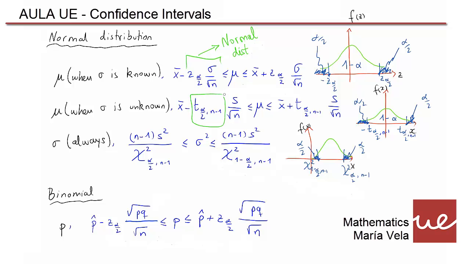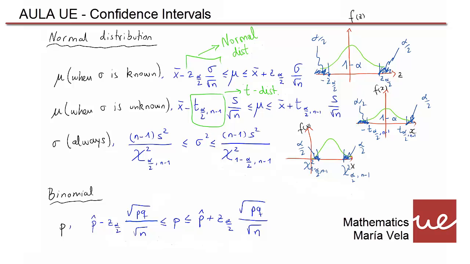One important fact that distinguishes this interval from the previous one is that since sigma is unknown, we cannot employ it in the formula, and instead we use just the standard deviation from the sample S. So when we do the calculation, we have S over square root of n.